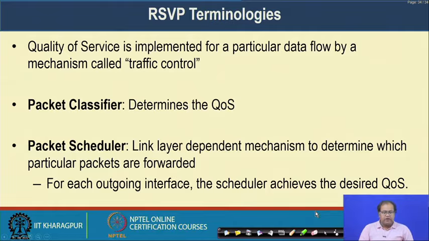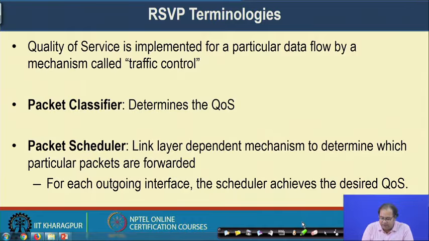Well, let us look into certain RSVP terminologies. Quality of service is implemented for a particular data flow by a mechanism that we call traffic control in RSVP. We have the packet classifier that determines the quality of service level, and the packet scheduler, a link layer dependent mechanism to determine which particular packets are forwarded. Now, for each outgoing interface, the scheduler achieves the desired quality of service.